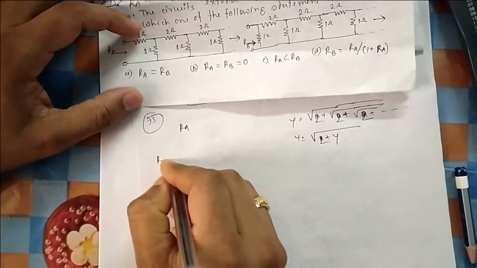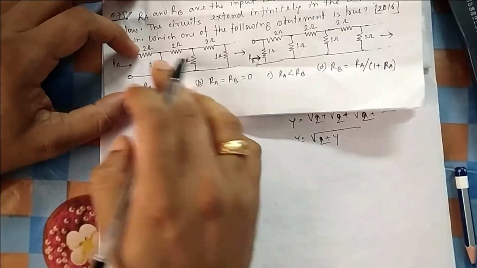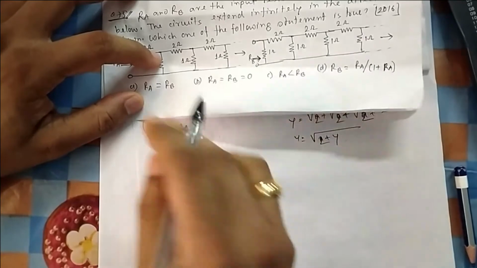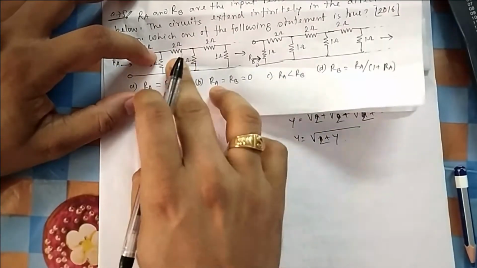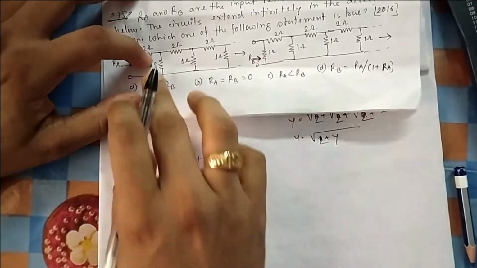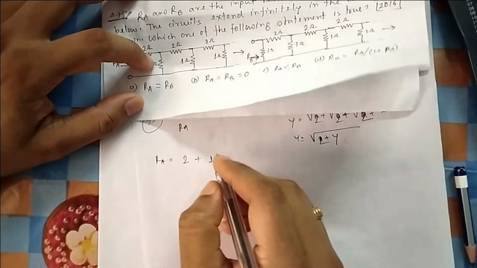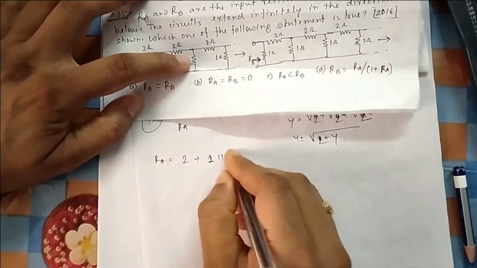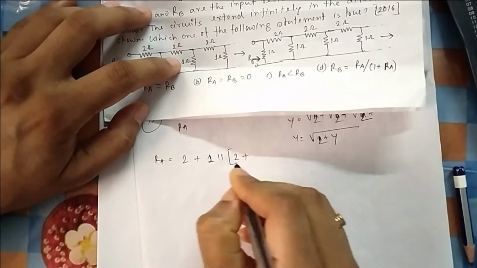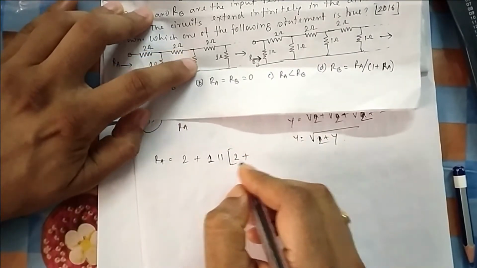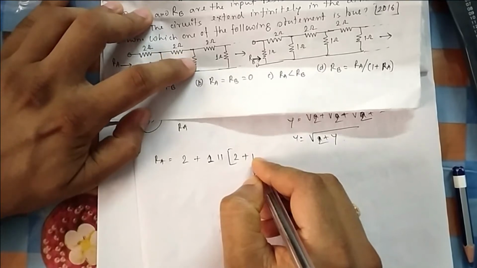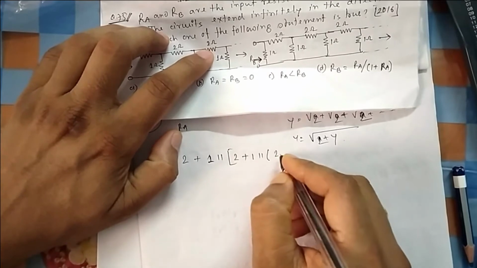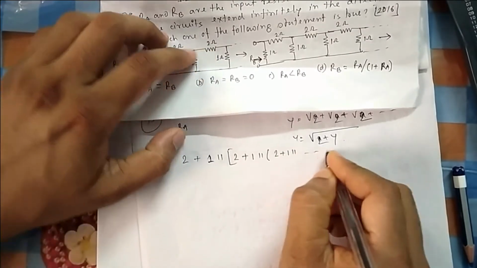So if you see RA here, there is a 2 ohm resistance, that is connected in series with 1 and in parallel with this branch. So you take one by one. 2 is connected in series with 1, which is in parallel with, I am giving a double line, this branch. Now you come to this branch, 2 is again in series with this branch 1, which is in parallel with this. So in parallel again 2 plus 1.